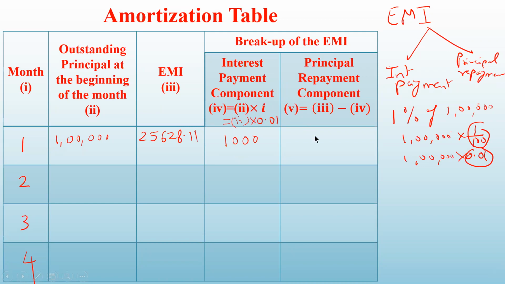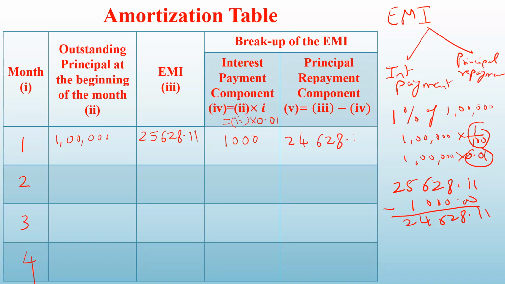So what is the balance amount? How much is remaining? 25,628.11 minus 1,000. See here, how am I getting the fifth column? Third column minus fourth column. The third column is 25,628.11, and from this, 1,000 rupees has gone for the interest payment. So what is remaining? 24,628.11. So this much amount is for the principal repayment.